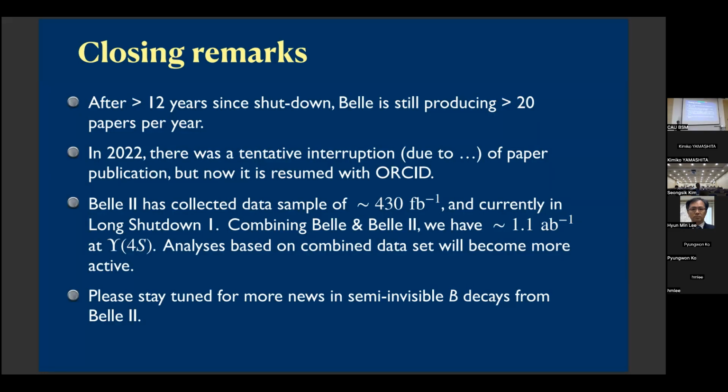So after more than 12 years since shutdown, Belle is still producing more than 20 papers per year, which is, I think, not bad. In 2022, there was a temporary interruption of paper publication for political reasons, but now it has resumed with a new kind of method. And Belle 2 has collected a data sample of 430 inverse femtobarn and is currently in long shutdown 1. Combining Belle and Belle 2, we have 1.1 inverse attobarn at Upsilon 4S alone. And probably from now on, more analyses are based on the combined data set of Belle and Belle 2. Okay, so please stay tuned for more news on semi-invisible B decays from Belle 2. Thank you.